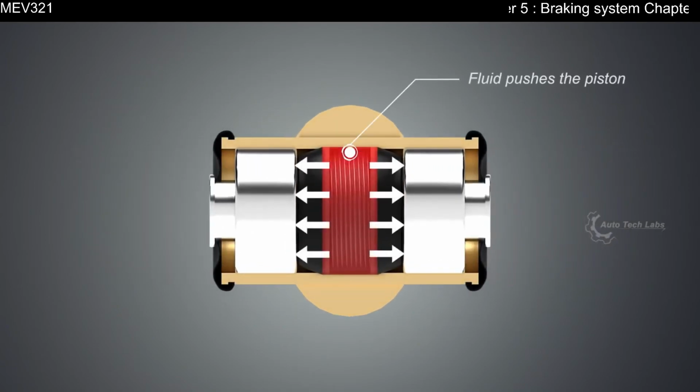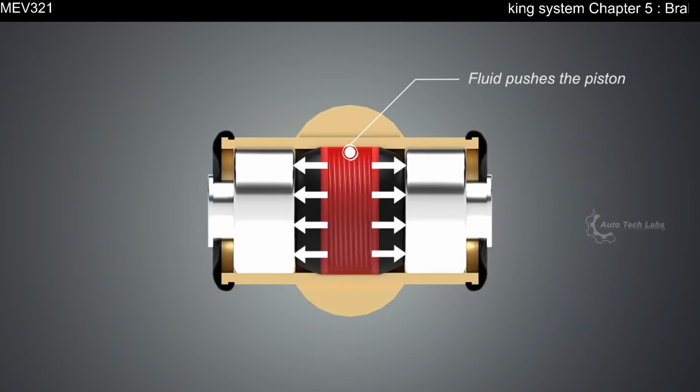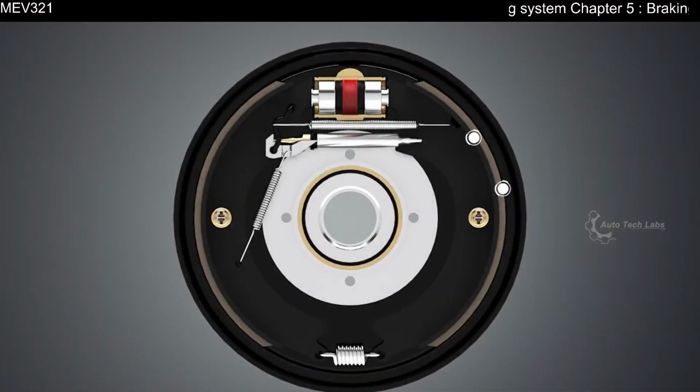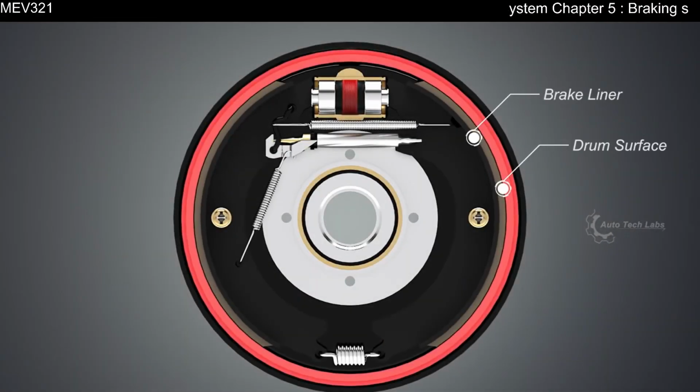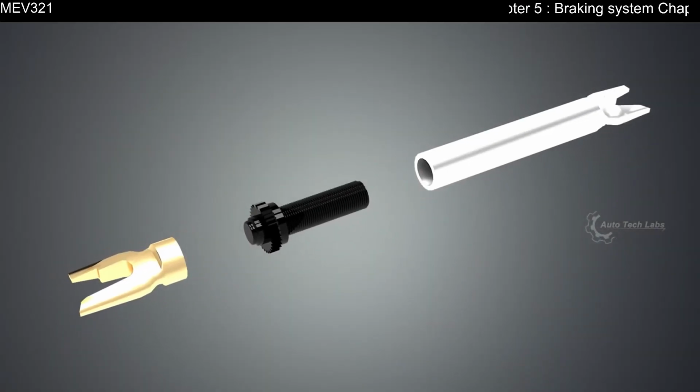When force is applied on the brake, hydraulic fluid pushes the wheel cylinder pistons, which push the brake shoes. This action creates friction between the brake liner and the inner surface of the drum, and brings the automobile to rest. The adjuster makes sure that the brake liners remain close to the drum as the liners wear down.